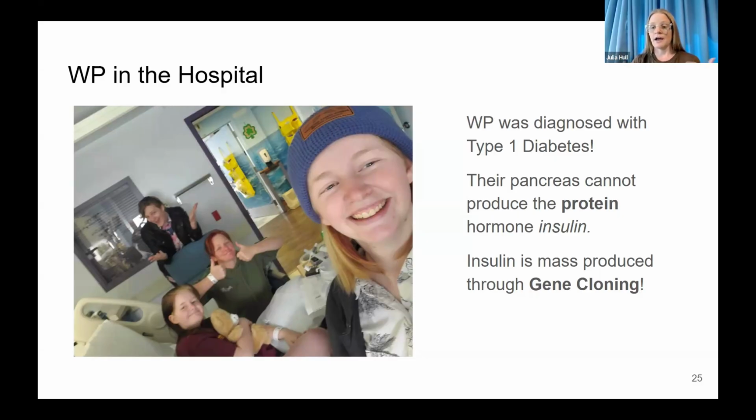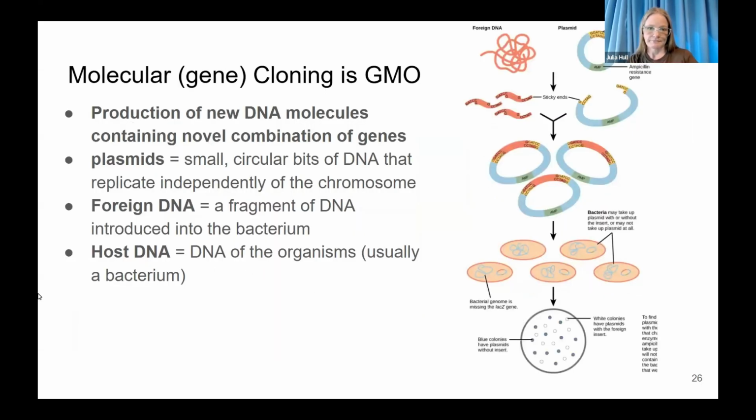But now, because we have this biotechnology, we can treat this. And so the way that insulin is produced now is through this process of gene cloning or molecular cloning that we're going to go through. So this is one way that we're going to genetically modify organisms. There's other mechanisms, but this is the one that we're talking about for this class.